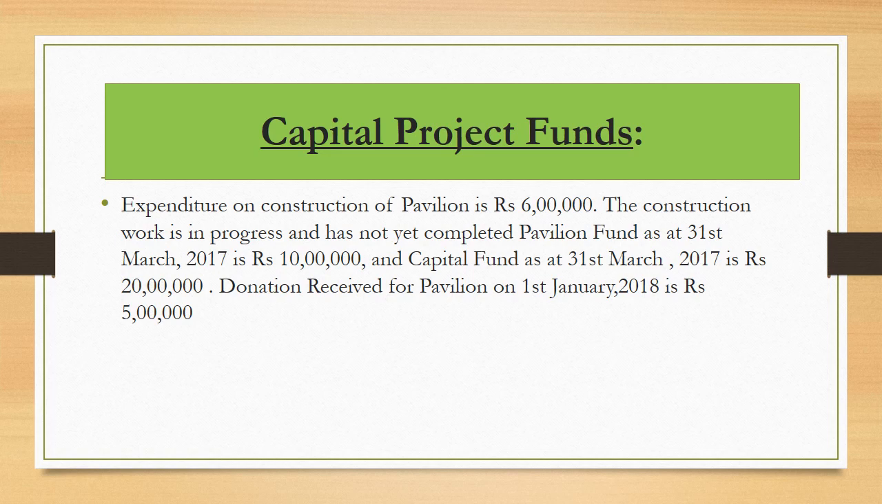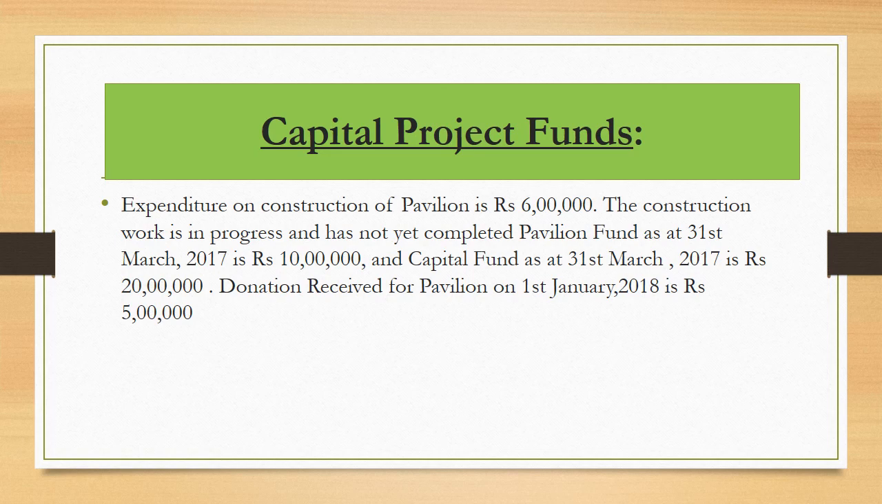This 6 lakh will be subtracted from fund as use of fund, and this 6 lakh will be shown on asset side as pavilion work in progress, and this 6 lakh also to be added in capital fund. The construction work is in progress and has not been completed. It means work in progress is there.